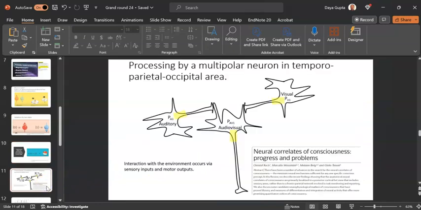To understand that, we go to this slide, which is a simple diagram of a multipolar neuron in a temporoparietal occipital area, which is an area associated with consciousness. Here we have this neuron which receives input from a visual neuron from the occipital area, and then an auditory neuron from the temporal area. This may be in the parieto-temporal or occipital area, anywhere. All of these contain neurons that process all sensory modalities.